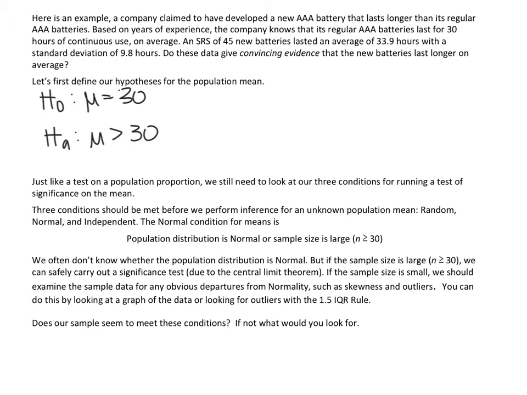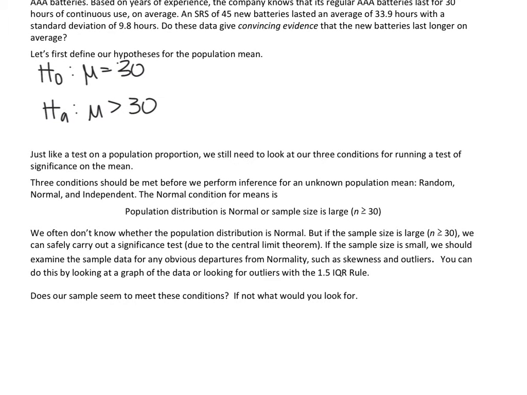But if the sample size is small, we have to examine our data for any obvious departures from normality, such as skewness and outliers. We can do this by looking at a graph of our data or looking for outliers using our 1.5 IQR rule from a few chapters ago. So let's double check that our sample meets our conditions.